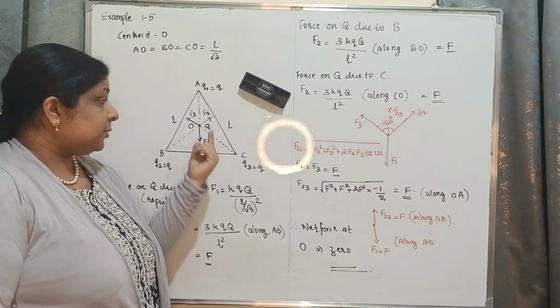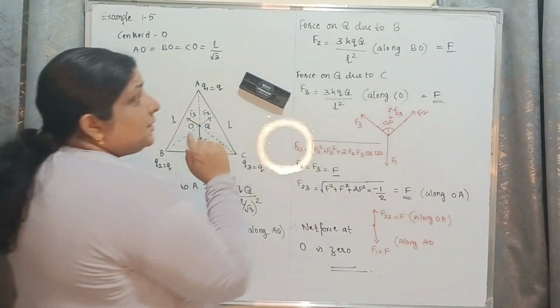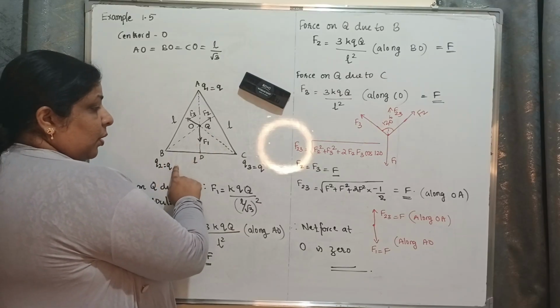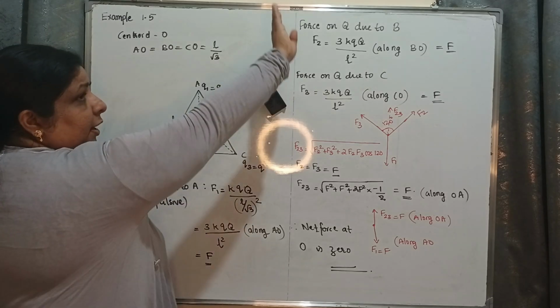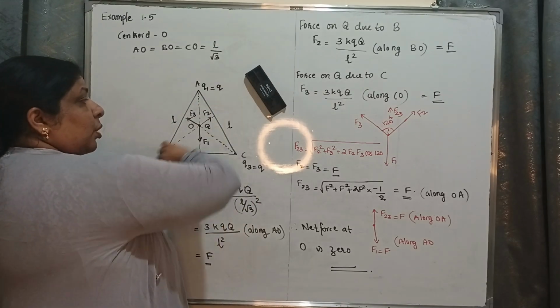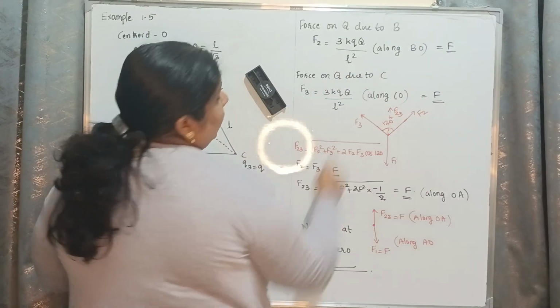Similarly, we have to find the force on capital Q due to B. Force on capital Q due to B. Same. The magnitude will be the same. K q Q by L by root 3 the whole square. It will become 3K q Q by L square. And what will be the direction? Here again repulsive. So from B to O, that direction. So F2 direction is along BO.